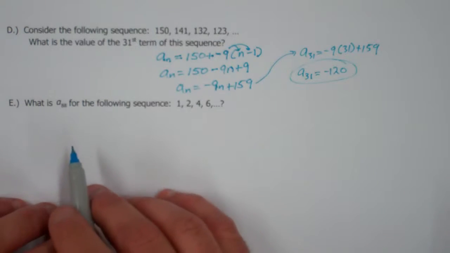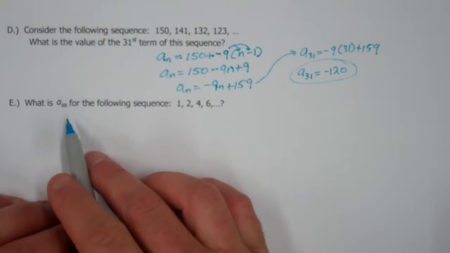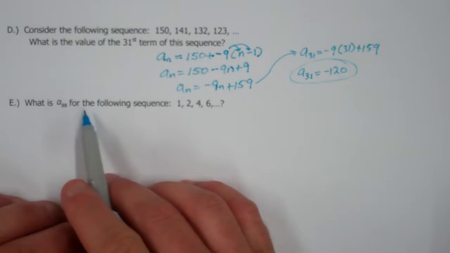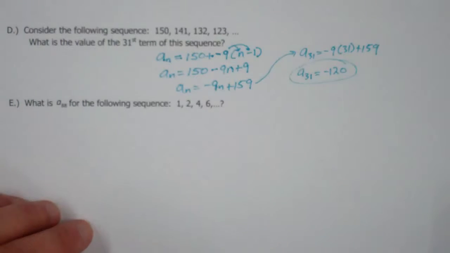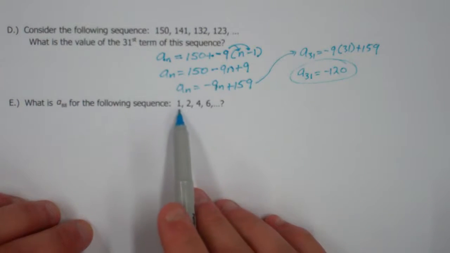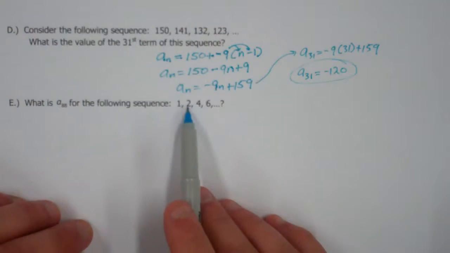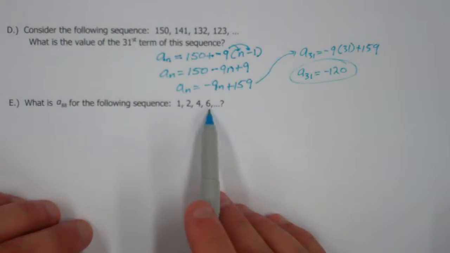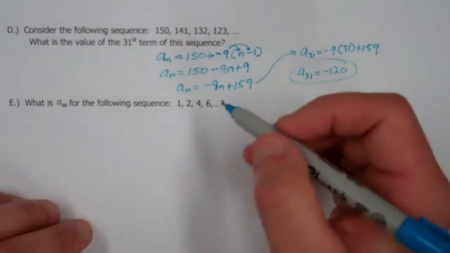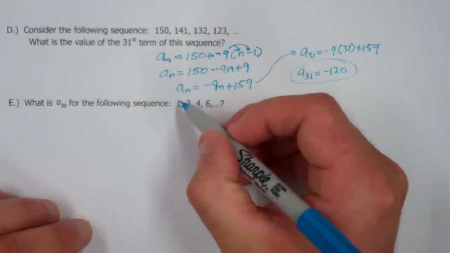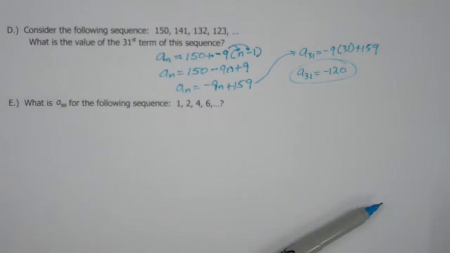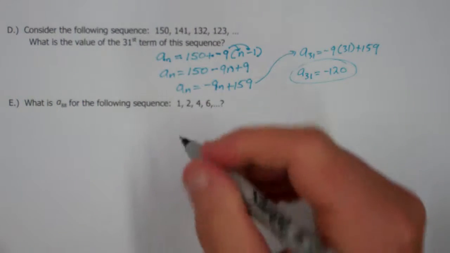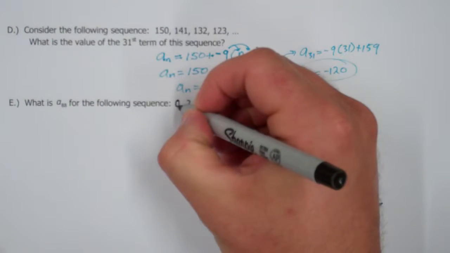In part E, we want to know the 88th term for the following sequence: 1, 2, 4, 6. Well, for this one, you would add 1 each time, or add 1 and then add 2, and so on. Let me change this on you a little bit. This might be a typo. Let's just start this one off, and I'll use the black marker here. Let's just start this one off as being 0 for the first term. I think that's going to be better for us.